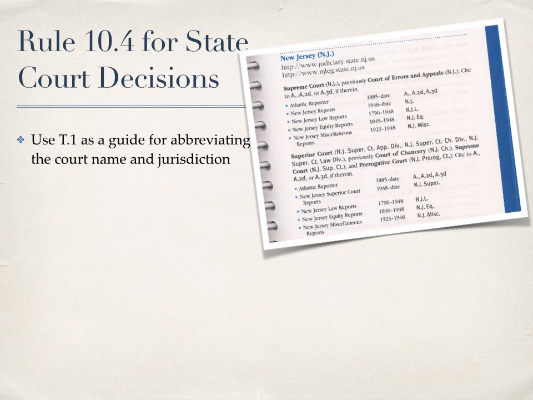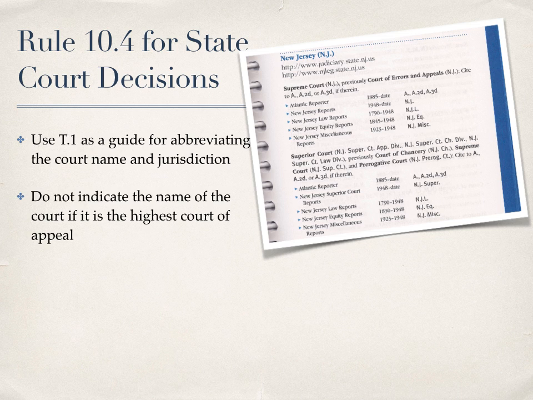The only time that abbreviation will be altered is when you are not citing to a regional reporter like the Northeastern, Atlantic, Pacific, etc. Therefore, when citing a New Jersey Supreme Court case while using an Atlantic reporter cite, you will include the jurisdiction, New Jersey here, but not an abbreviation for the name of the court. In fact, you should never include the name of the court if it's the highest court of appeal for that jurisdiction.